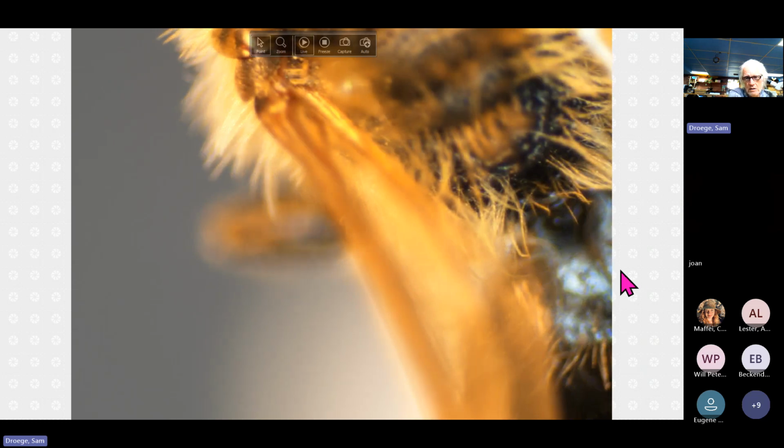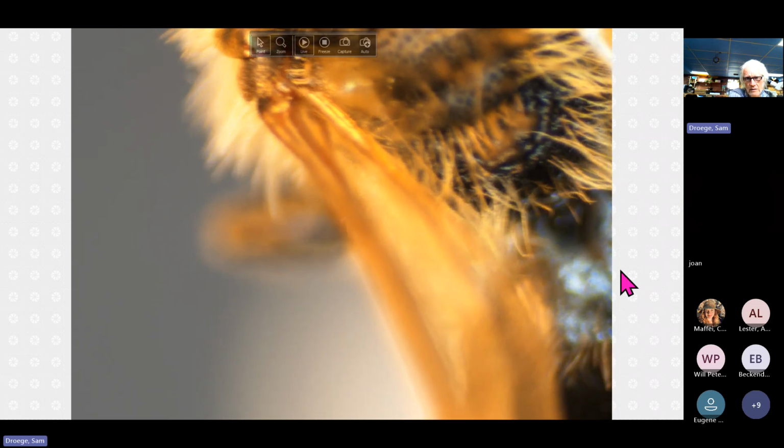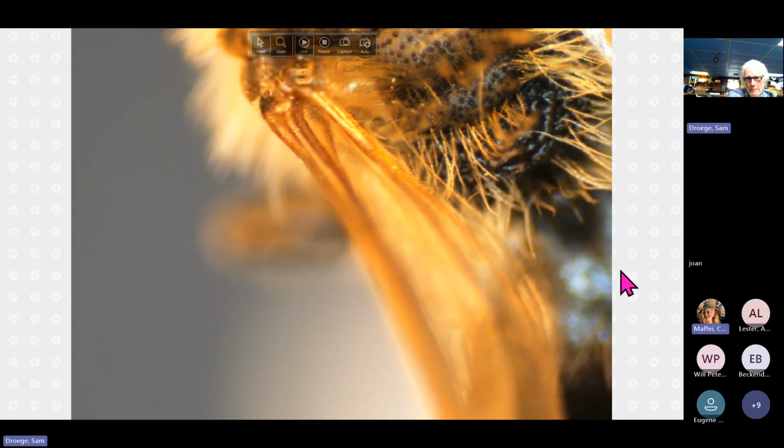Not a great look because of how dark it is in there, but hey, Sam. Yeah.